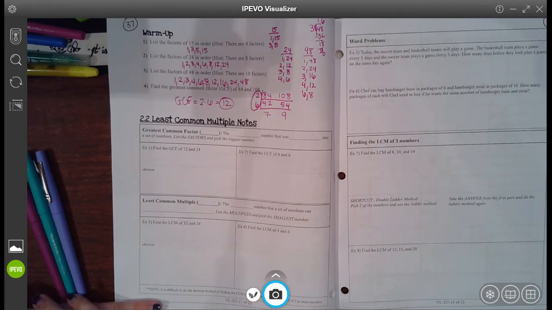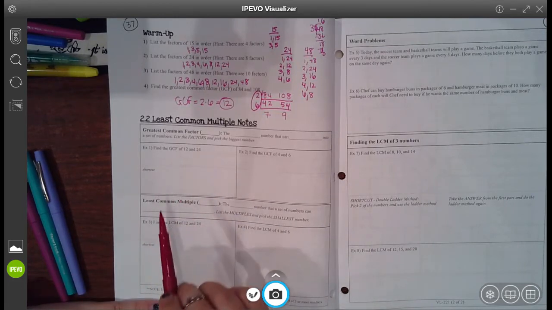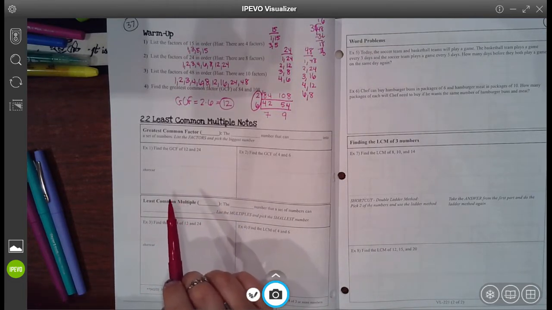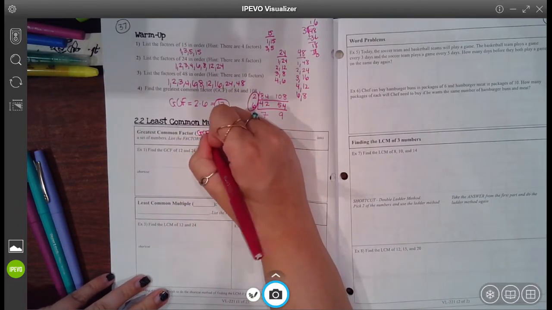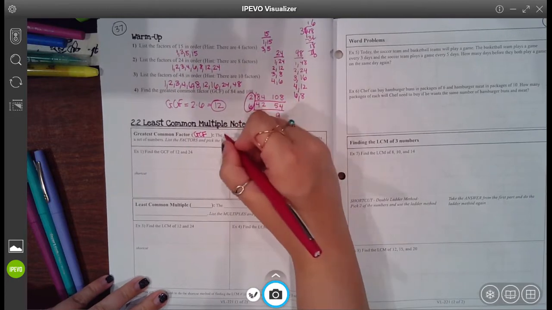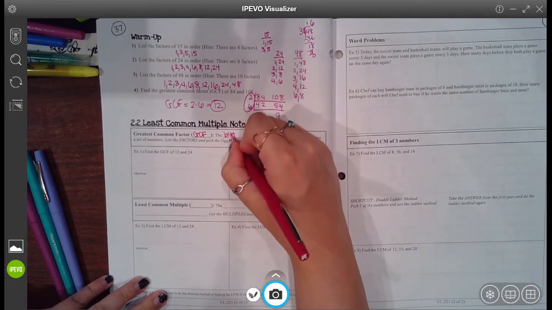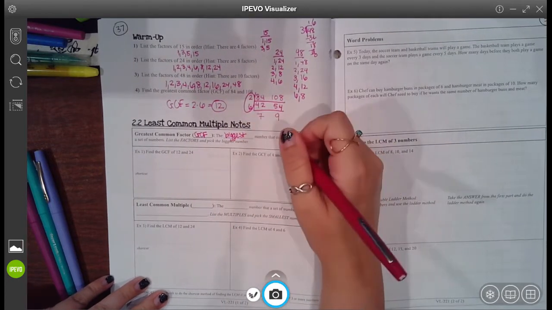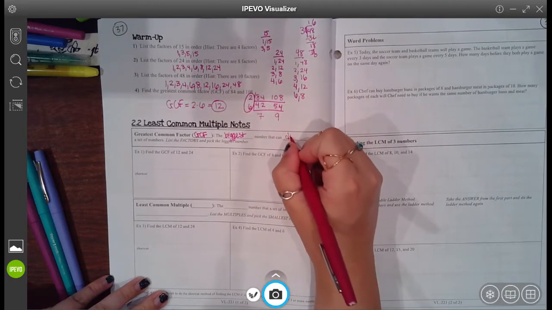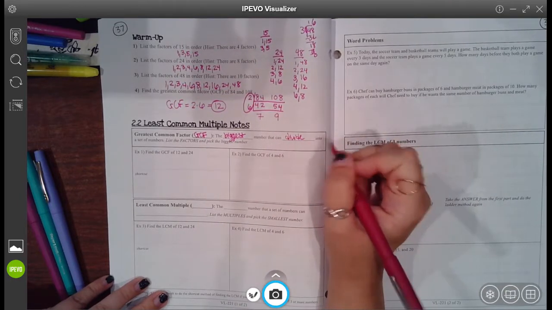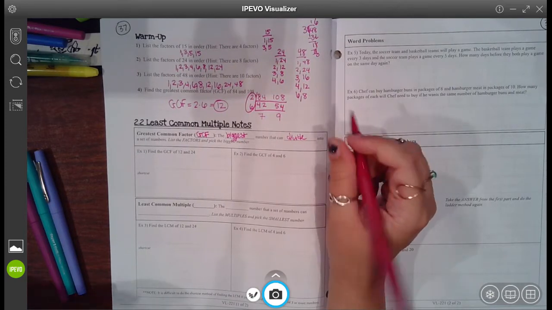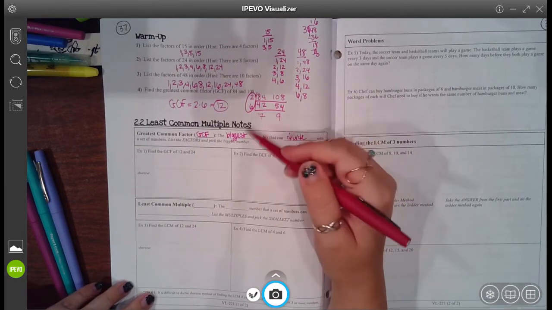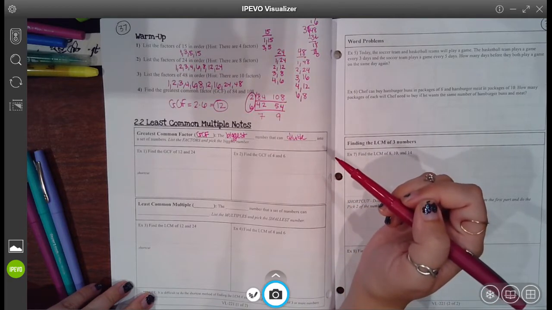Okay, now let's focus on the difference between GCF and LCM. So the greatest common factor, remember, we normally refer to as GCF. This is the greatest number that can divide into the set of numbers. So a factor can divide into numbers versus a multiple is what numbers multiply to become.